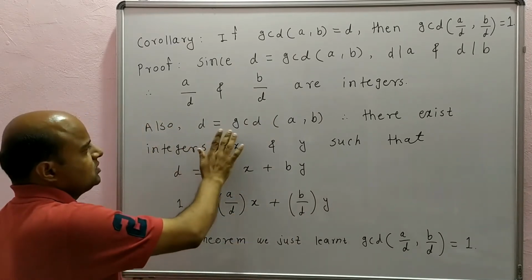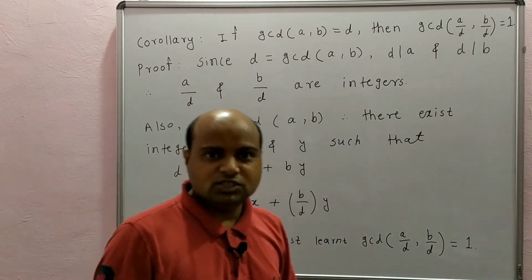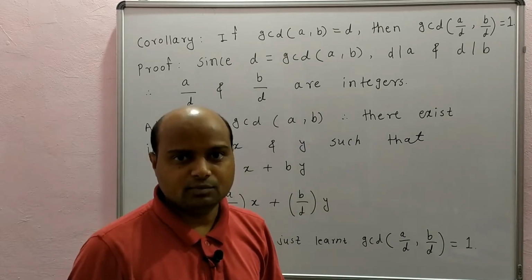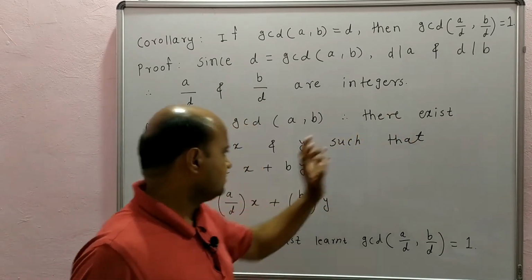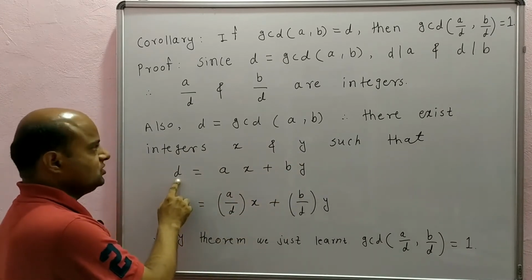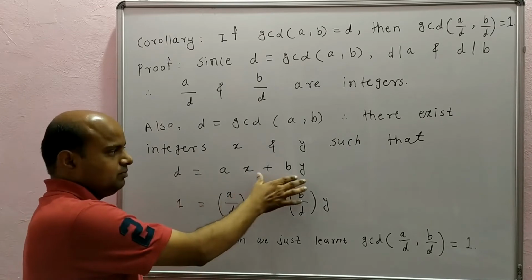Also, what we have? GCD of a and b is d. We have learned one result: GCD of a and b can be written as a linear combination of a and b. Therefore, there exist integers x and y such that d is the GCD of a and b. Therefore, d is equal to ax plus by.